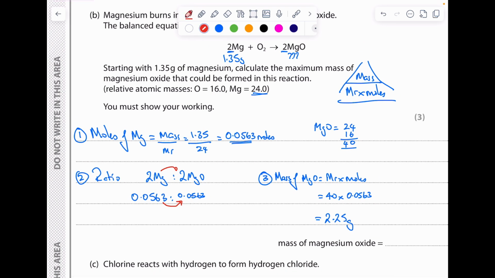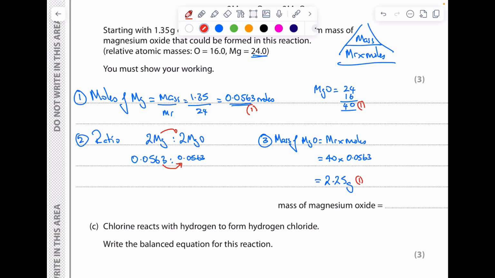Mark wise, there are 3 marks. So you're going to get 1 mark for working out the number of moles, 1 mark for working out the Mr, and then 1 mark for finding the final answer. You won't get a mark for the ratio because here it's just a 2 to 2 ratio.